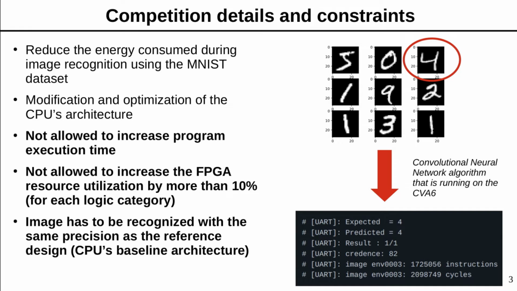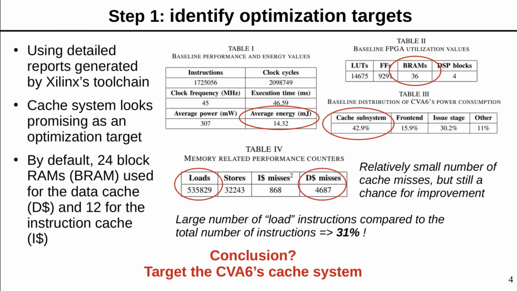The competition enforced several constraints regarding modifications to the CVA6 core. For example, students were not allowed to increase the execution time of the MNIST application, nor excessively increase the FPGA resource utilization. To identify the best possible optimization targets, we first explored power reports generated by the Xilinx toolchain.